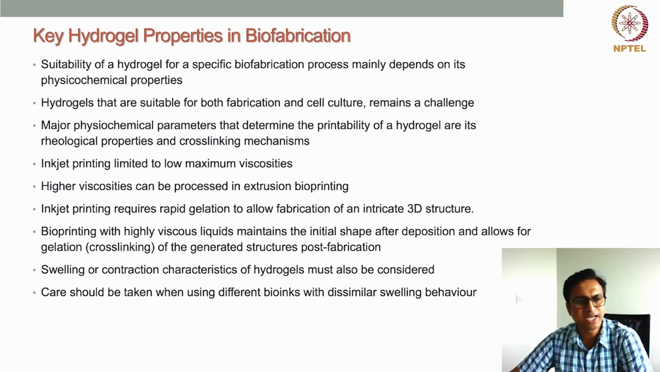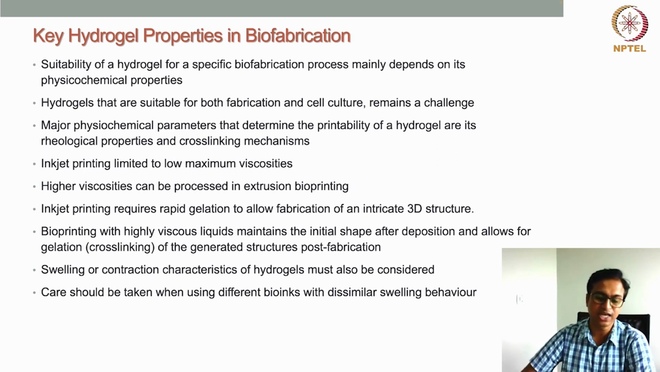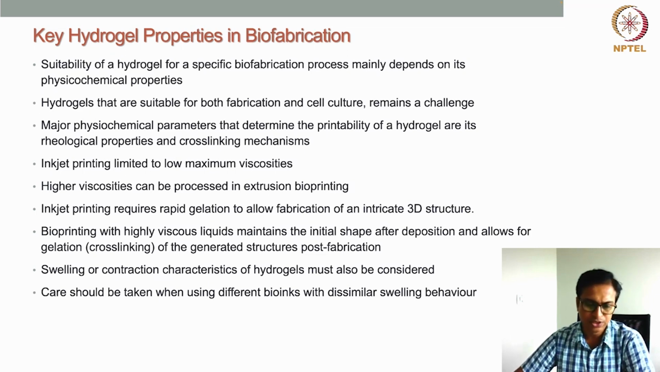That means for fabrication we need certain physicochemical properties of the bioink, but for cell culture the requirement is very different. So that's the challenge. It's a challenge to match both these things during bioprinting, right? And the printability of the hydrogel mostly depends on the physicochemical properties. The major physical properties that determine the hydrogel properties are rheological properties and cross-linking mechanism.